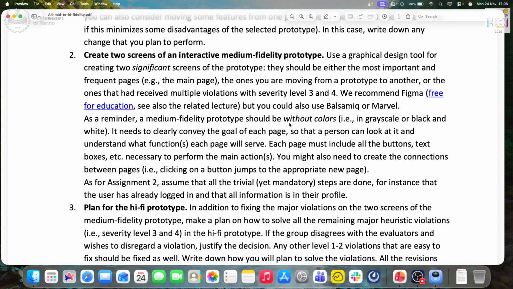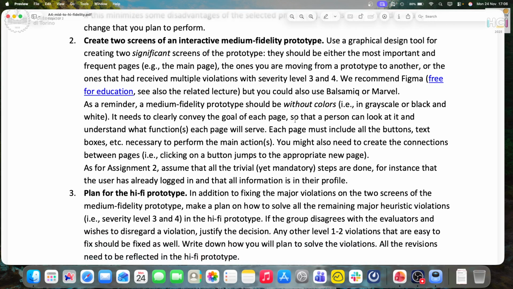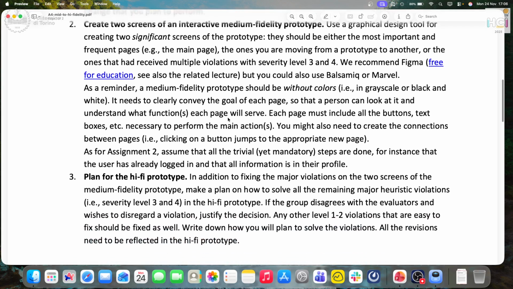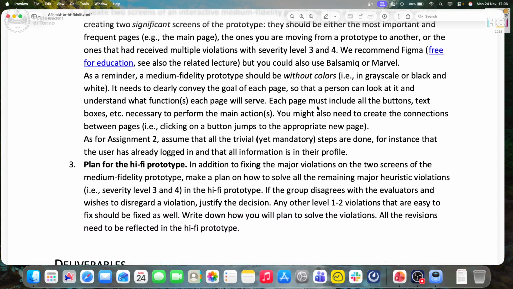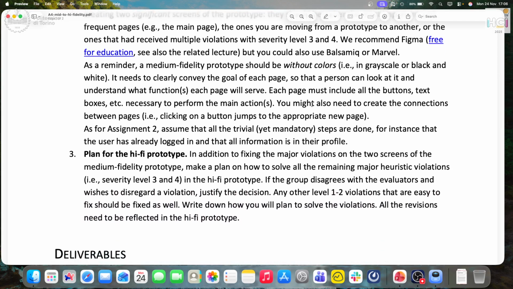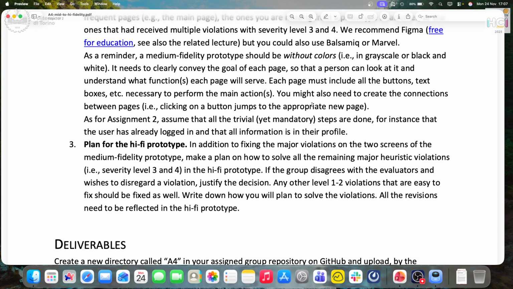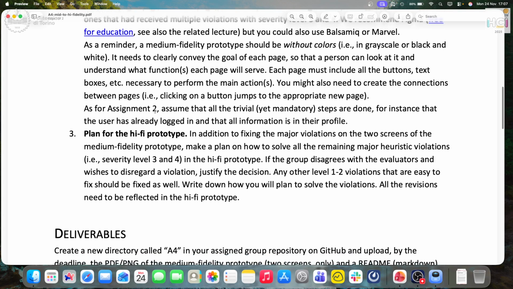Again, as a reminder, medium fidelity without colors, as in the paper prototypes. Each page must include all the buttons and text necessary to perform the action. You can also, if you want, create the connection between pages if the 2 pages you show are connected somehow. So you can also have the click that moves to the other page. And as for assignment 2, assume that all the trivial yet mandatory steps are done, so the user is already logged in, etc., etc., etc.